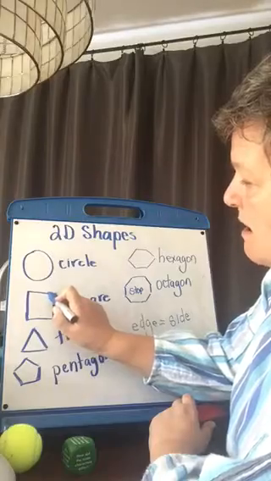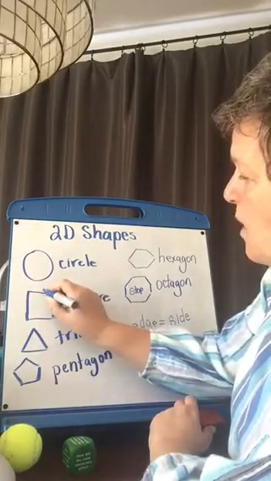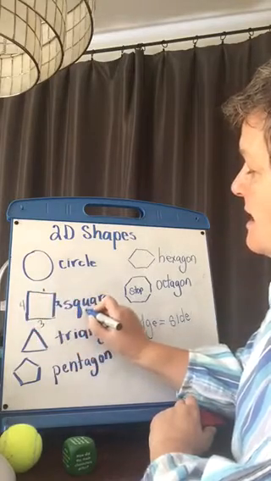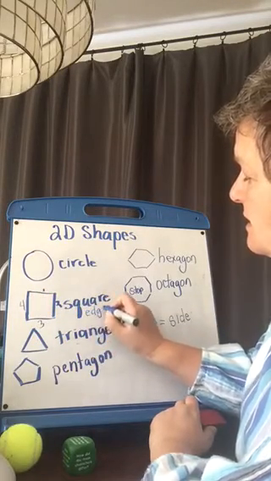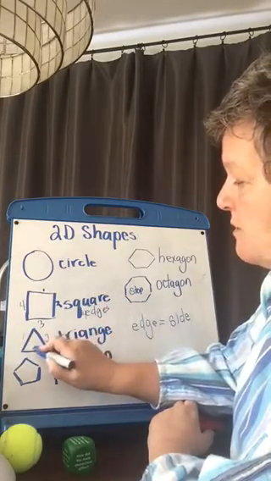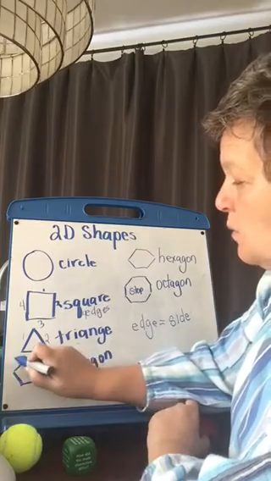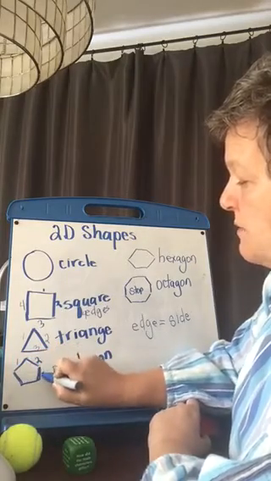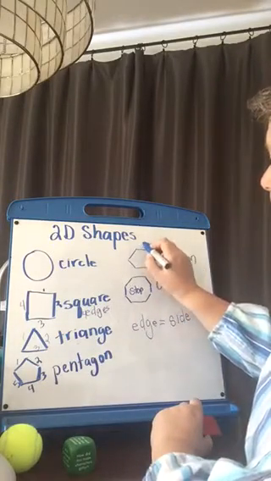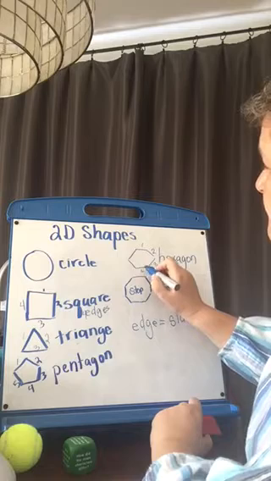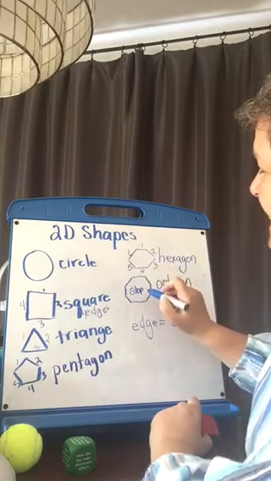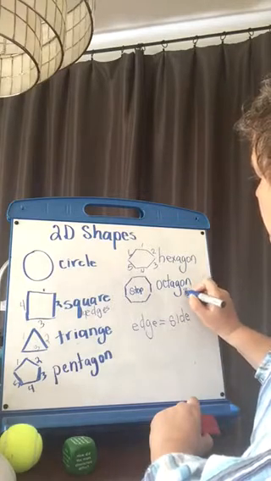So a square has 1, 2, 3, 4 edges. A triangle has 1, 2, 3. A pentagon, 1, 2, 3, 4, 5. Hexagon, we talked about it, 1, 2, 3, 4, 5, 6. And an octagon has 8 edges.